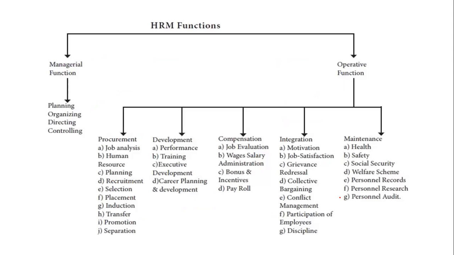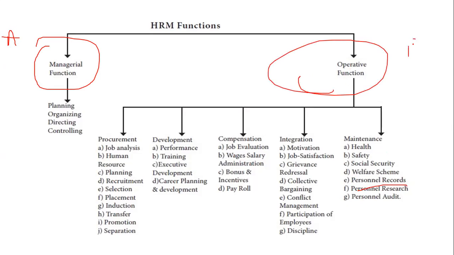Now, HRM functions. HRM functions are divided, as you can see, into two categories. The first category is managerial functions, which are basic. And the second category is operative functions, which are operative in nature. So managerial functions are very basic, the foundation. As I say, management talks about planning, organizing, directing, controlling.